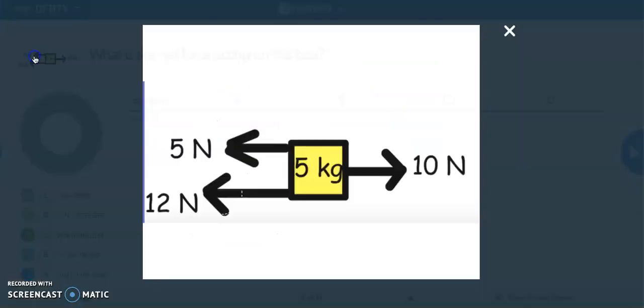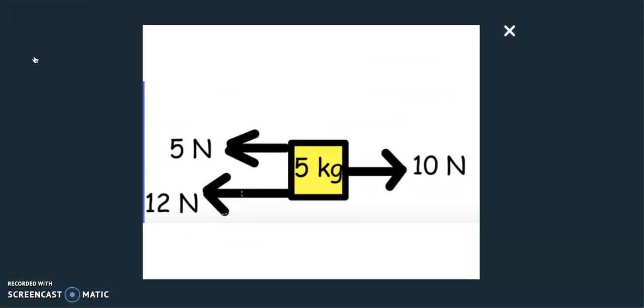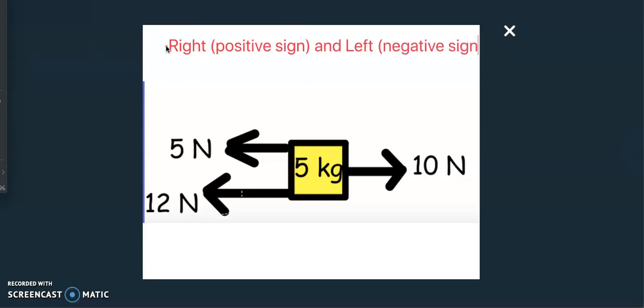We then looked at a problem where we would find the net force on the box. Remember, the net force we find by adding all of the vertical forces to find a net vertical force, or in this case, all of the horizontal forces. Now, in physics class, remember that right is typically a positive direction, and left we use a negative sign to indicate the direction.